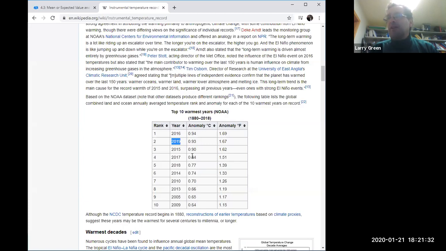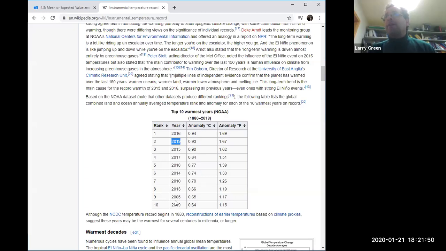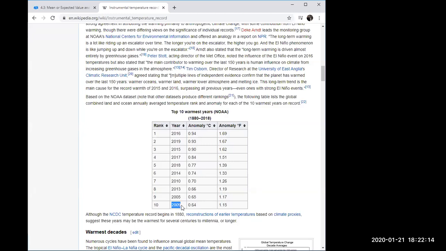Okay, so here's the data. And you might notice that in the last 10 years, that's 2010 through 2019, you'll notice that 8 of the warmest years, or 8 of the last 10 years are in the top 10 warmest years. Does that make sense? Just by looking at this data here? Because we got 2016, 19, 15, 17, 18, 14, 2010, 2013, 2005, and 2009 are not in the last 10 years. Is that clear?